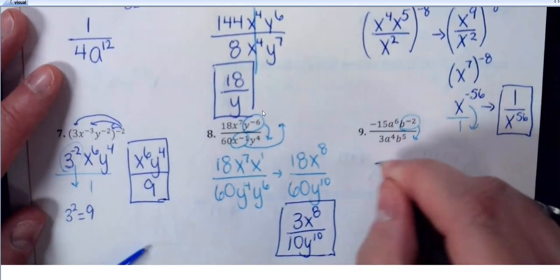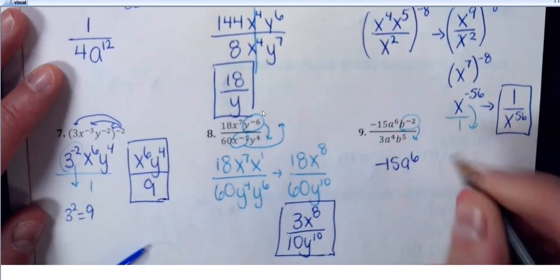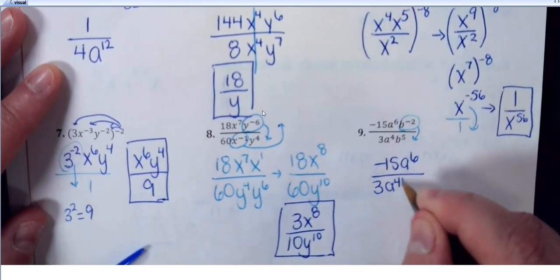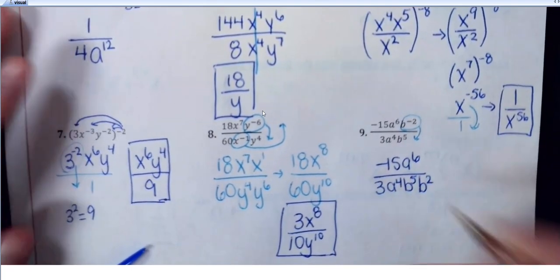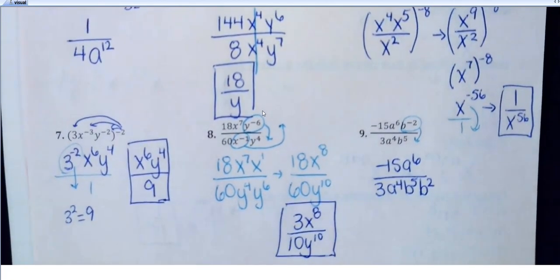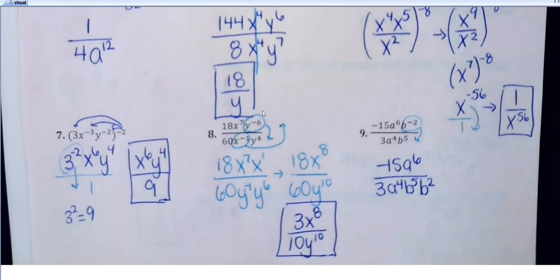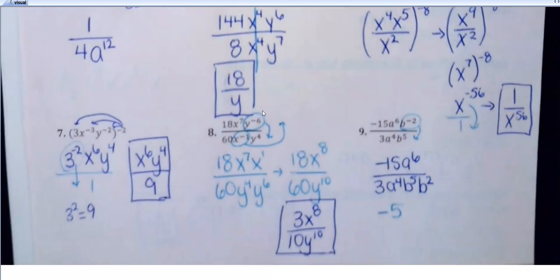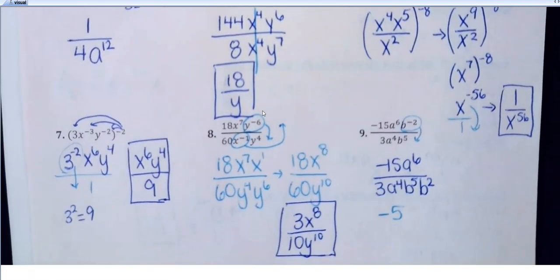So this would be negative 15, a to the 6th, 3, a to the 4th, b to the 5th, and then b to the positive 2 would go to the bottom. If you want to simplify as you go, that's fine. I'm just trying to write out where this is going to come from. So to simplify the numbers, what would you get if you just did negative 15 divided by 3? Negative 5. Now, I'm going to leave a negative 5 on the top, right? The 15 is on the top, so the negative 5 is going to stay on the top.